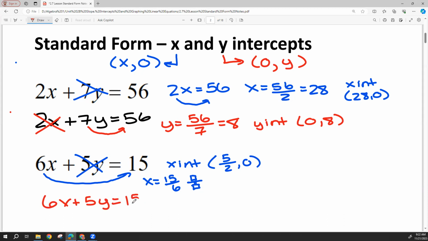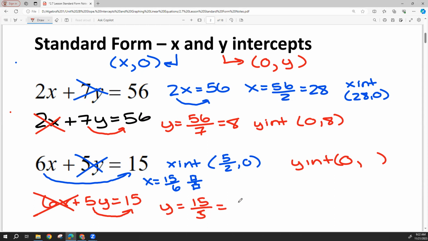To get our y-intercept, it's going to have an x value of 0, so we're getting rid of the x term. We got to bring 5 over here to divide by it. 15 divided by 5 is 3, and therefore our y-intercept is 0, 3.